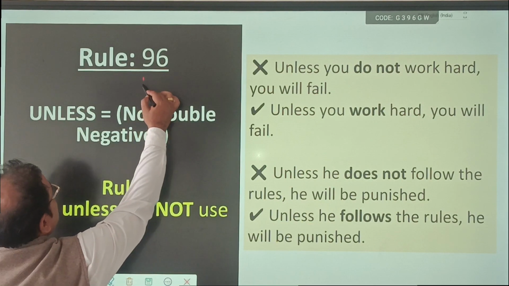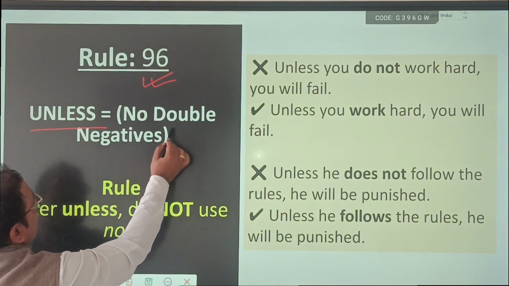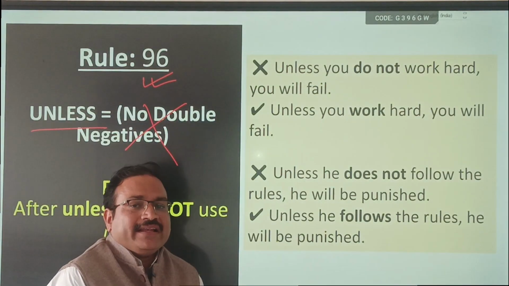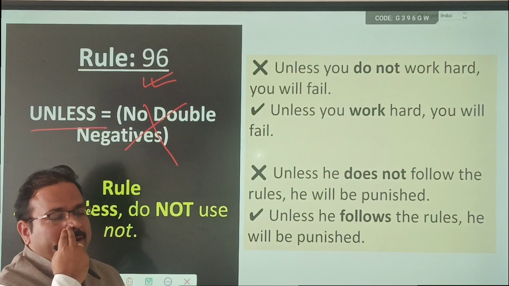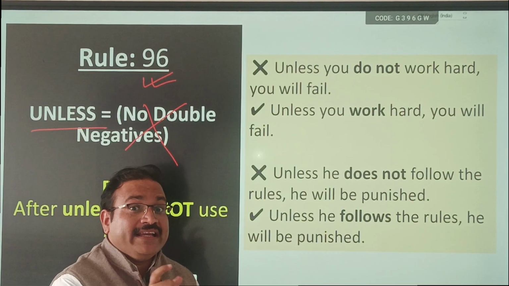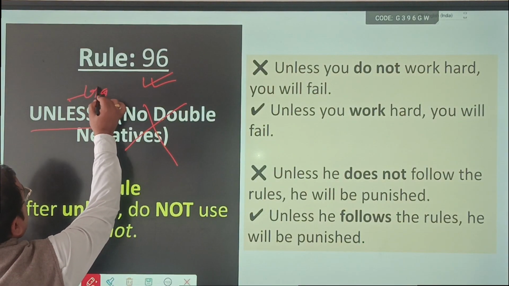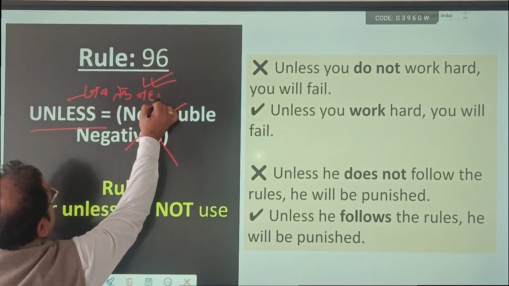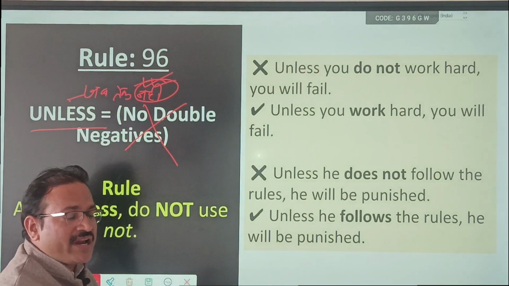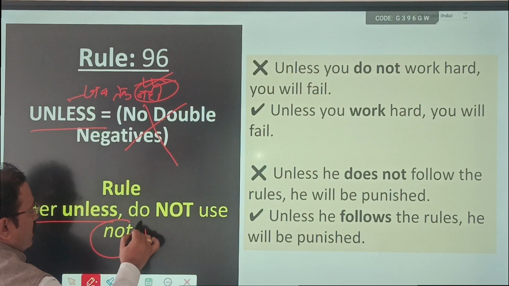Now rule number 96, very, very important. Unless: no double negatives. Unless itself is a negative word. Unless का मतलब होता है जब तक नहीं. जब तक नहीं, नहीं उसमें जुड़ा हुआ है. Unless means जब तक नहीं. So nahi already added here, so extra not is not required. So after unless, do not use not.